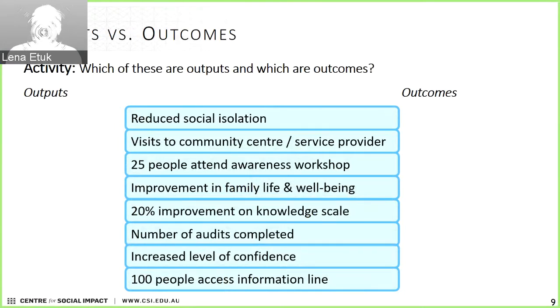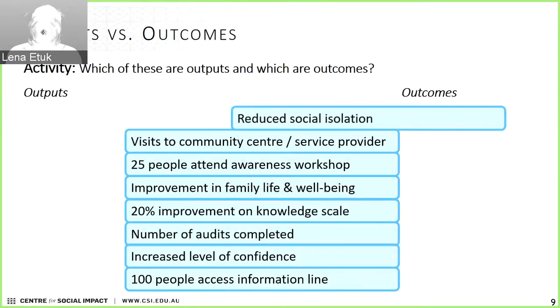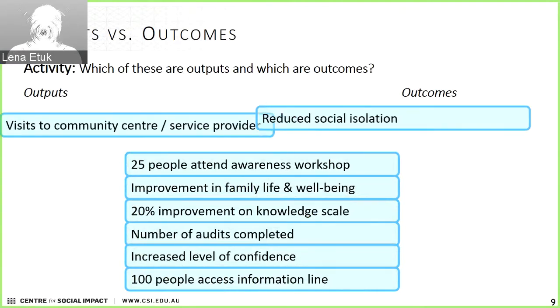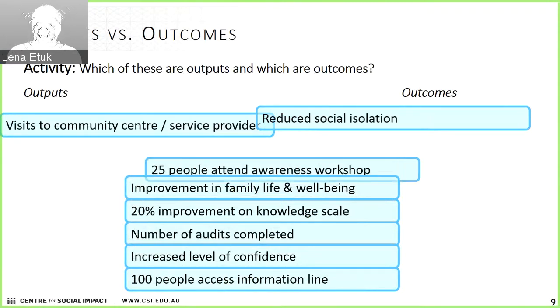So reduced social isolation. Let's think about that for a moment and think about whether that is an output or an outcome. All right, it's an outcome. Let's look at the next one. Visits to community center or service provider. Does that sound like an output or an outcome to you? All right, it's an output. 25 people attend awareness workshop. Does that sound like an output or an outcome? Output indeed.